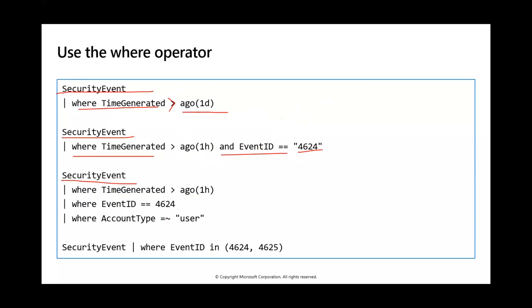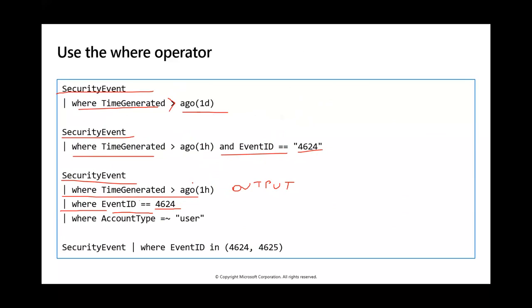In this case, we can see another example where we're calling an entire table, security event, like the previous 2, but we're using multiple lines and multiple pipes where the time generated is longer than an hour ago. So we have an output here. But because we have different pipes, now we're processing this output and passing it as an input to the next line, where the event ID is equal to 4624.